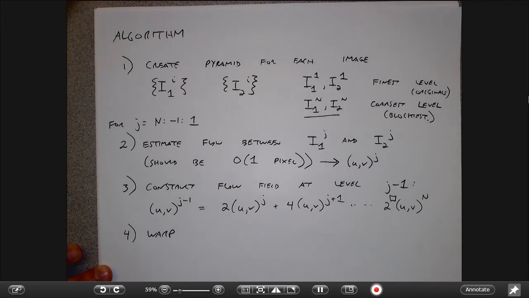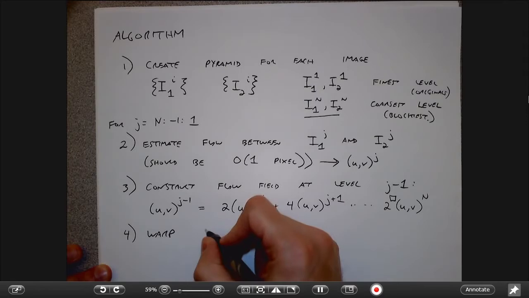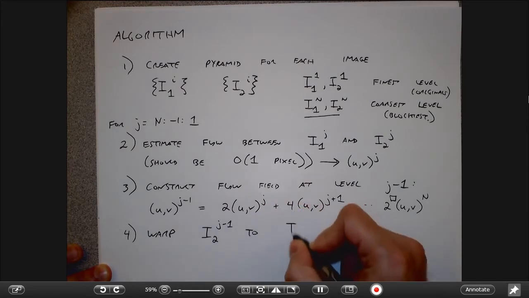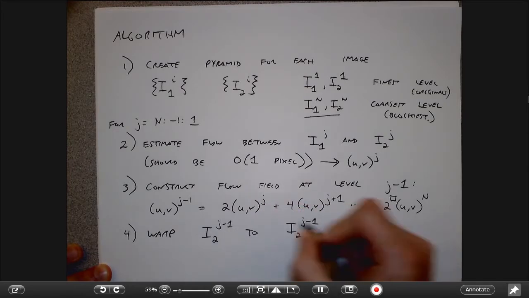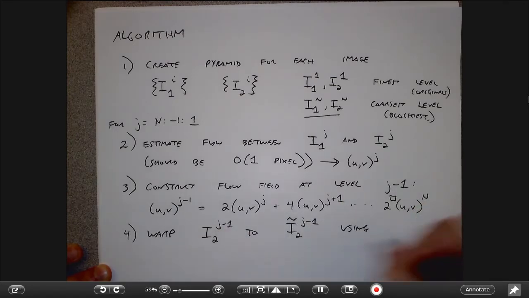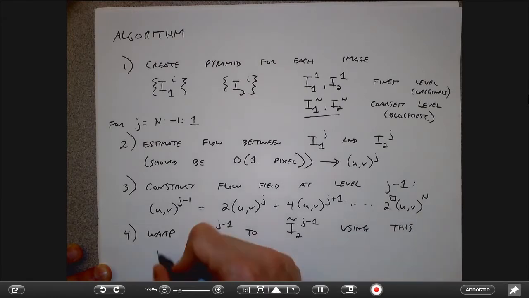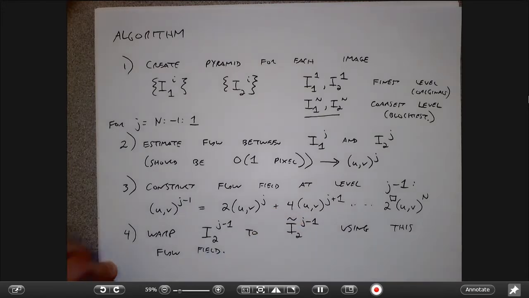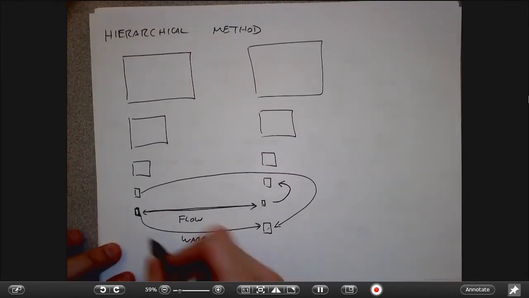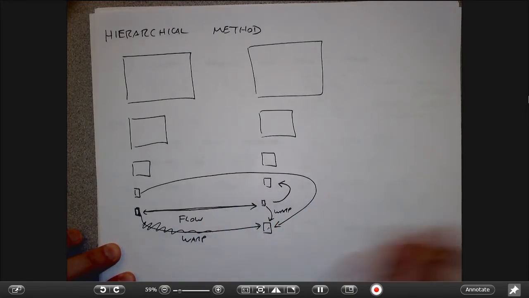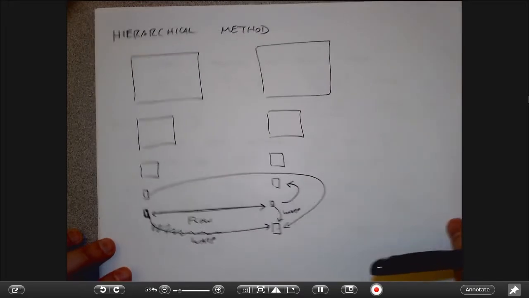Okay, I guess I drew my picture a little bit wrongly here, but I'm going to warp I2 at level J minus 1 to some new image using this flow field. So I guess I drew this picture wrong in the sense that I'm not warping this image, I'm warping this image. So I'm going to redraw this in a second.